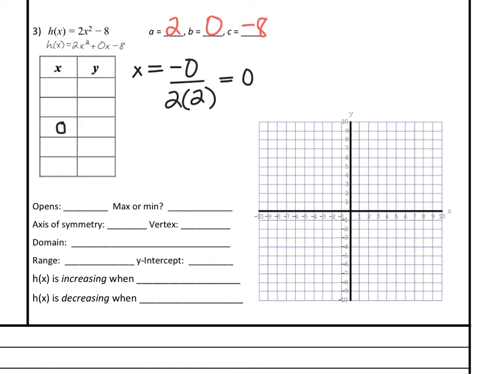Let's write down some key information. The a value is positive, so it's going to open up, meaning that it will have a minimum for the vertex. We already know our axis of symmetry. It's this value here, x equals 0. Let's write that down.